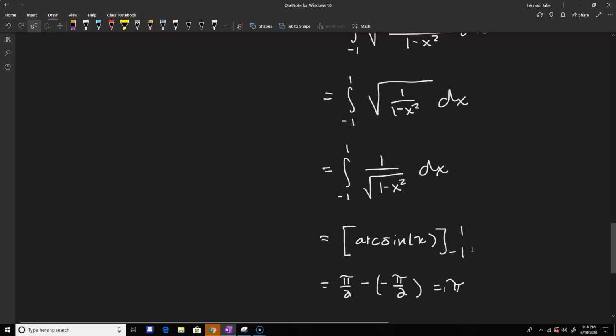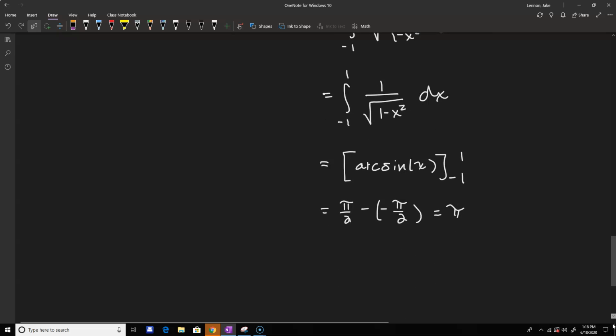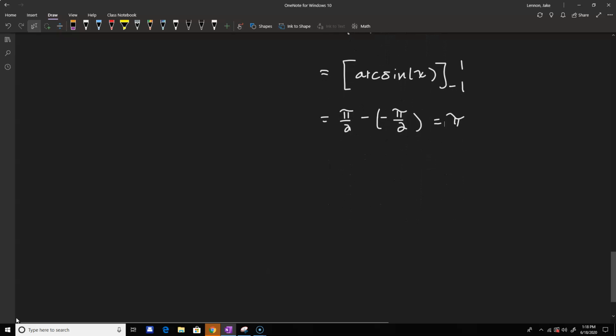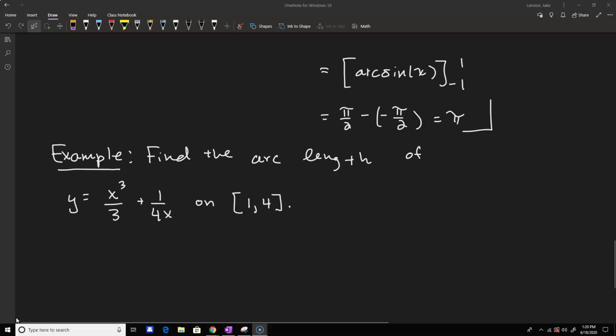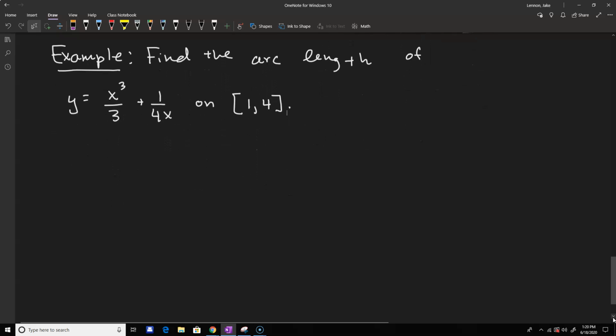Okay, so let's go ahead and look at some other examples. Let me just fish one out of the textbook here. Okay, so this one's similar to one I posted on the homework. This is x cubed over 3 plus 1 over 4x on the interval 1 to 4. Again, all these problems pretty much work the same. We're just looking to identify the derivative and then plug it into that formula.